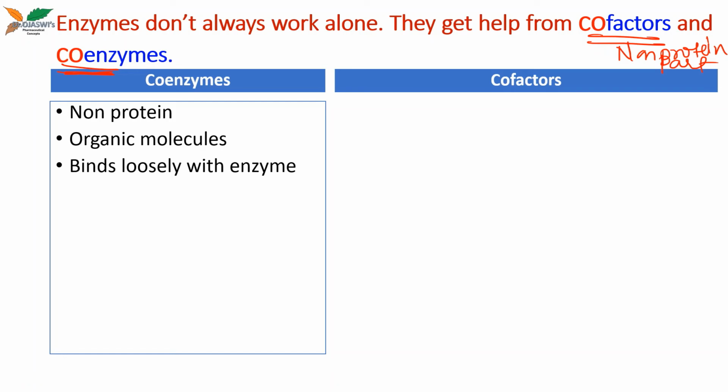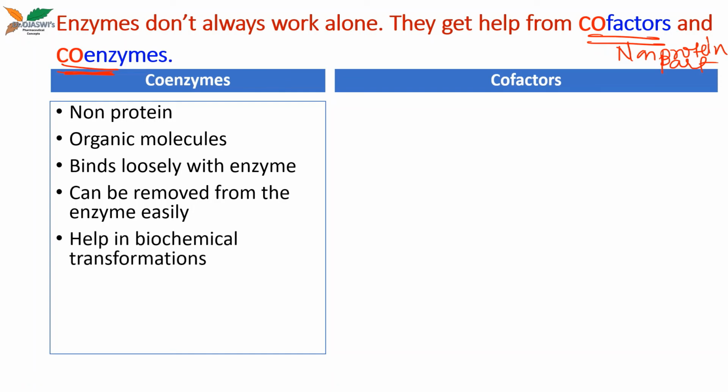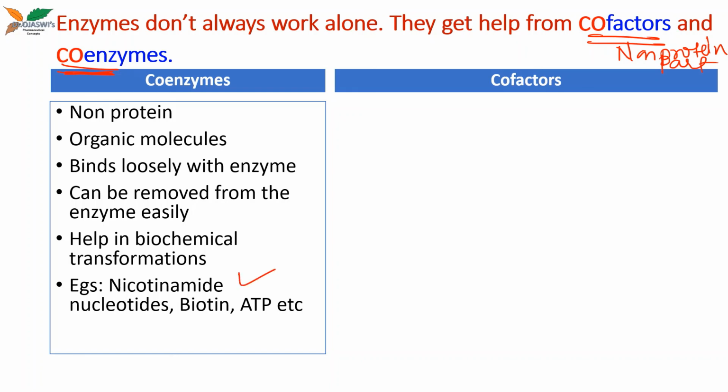They help in proper functioning of the enzyme. Coenzymes are also called secondary substrates as they have similar affinity as that of the substrate. There are certain characteristics of coenzymes: they are loosely bound to the enzyme, they are thermostable, and they help in biochemical transformations. Some examples of coenzymes are nicotinamide nucleotides, biotin, ATP, etc.